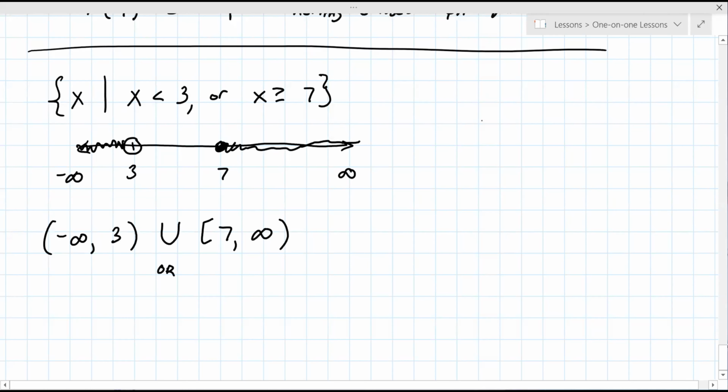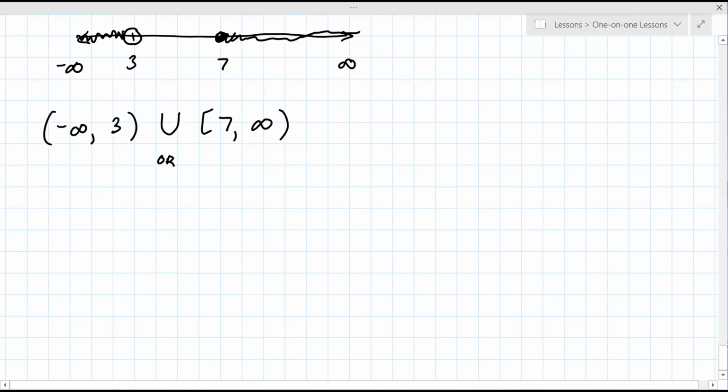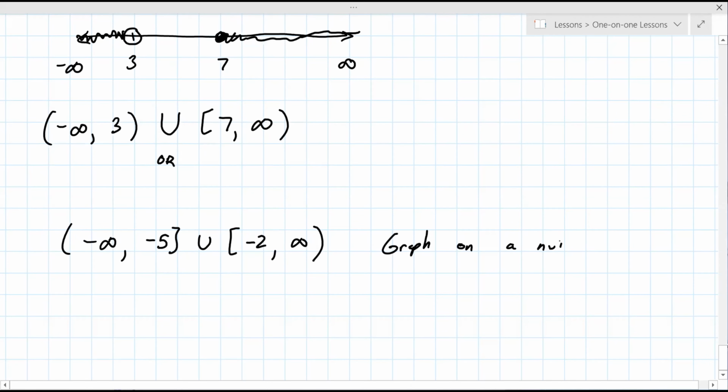So that's something else to keep in mind. We could also go backwards. Like I could tell you, what if something goes from negative infinity to -5 bracket union -2 to positive infinity? Can you graph that? Graph on a number line. Go ahead and give that a try, please.